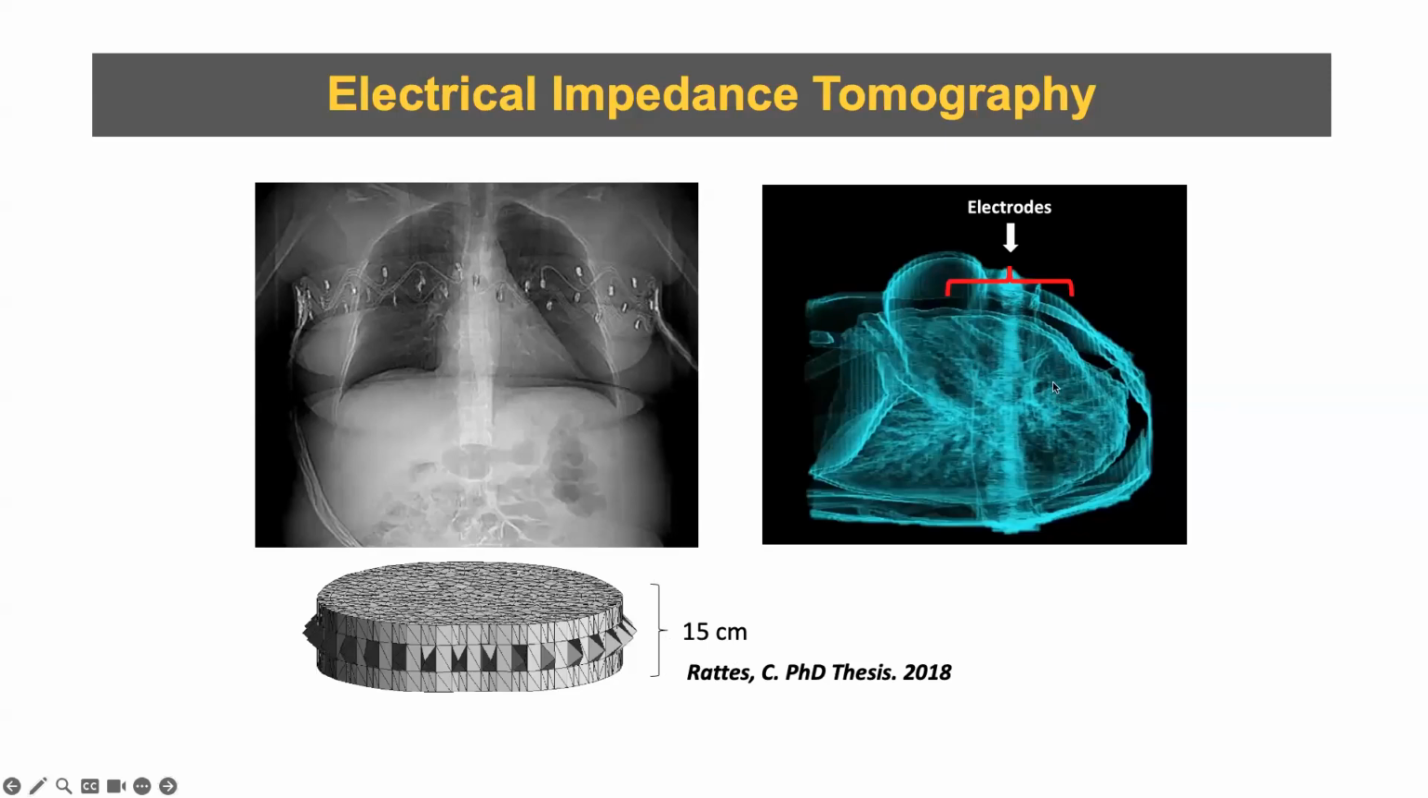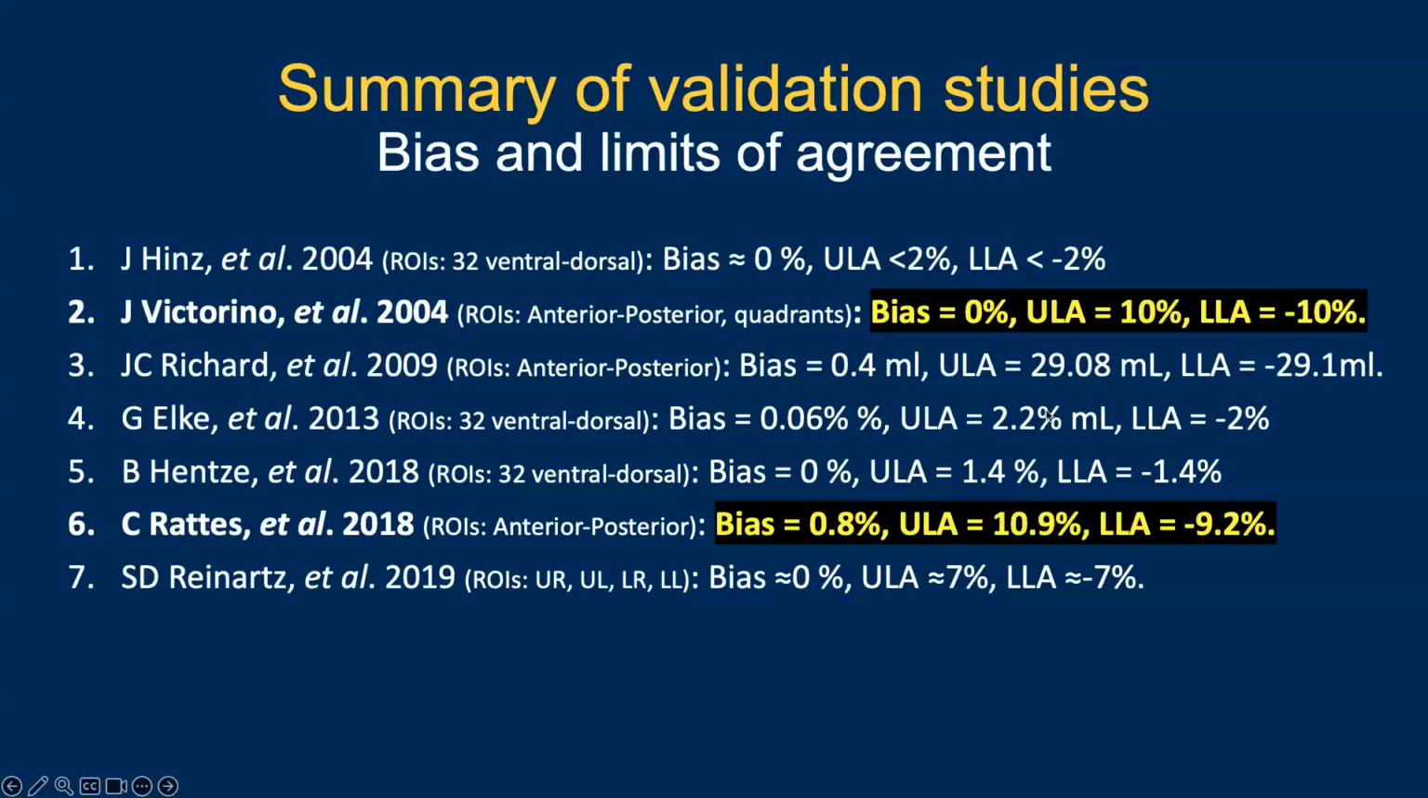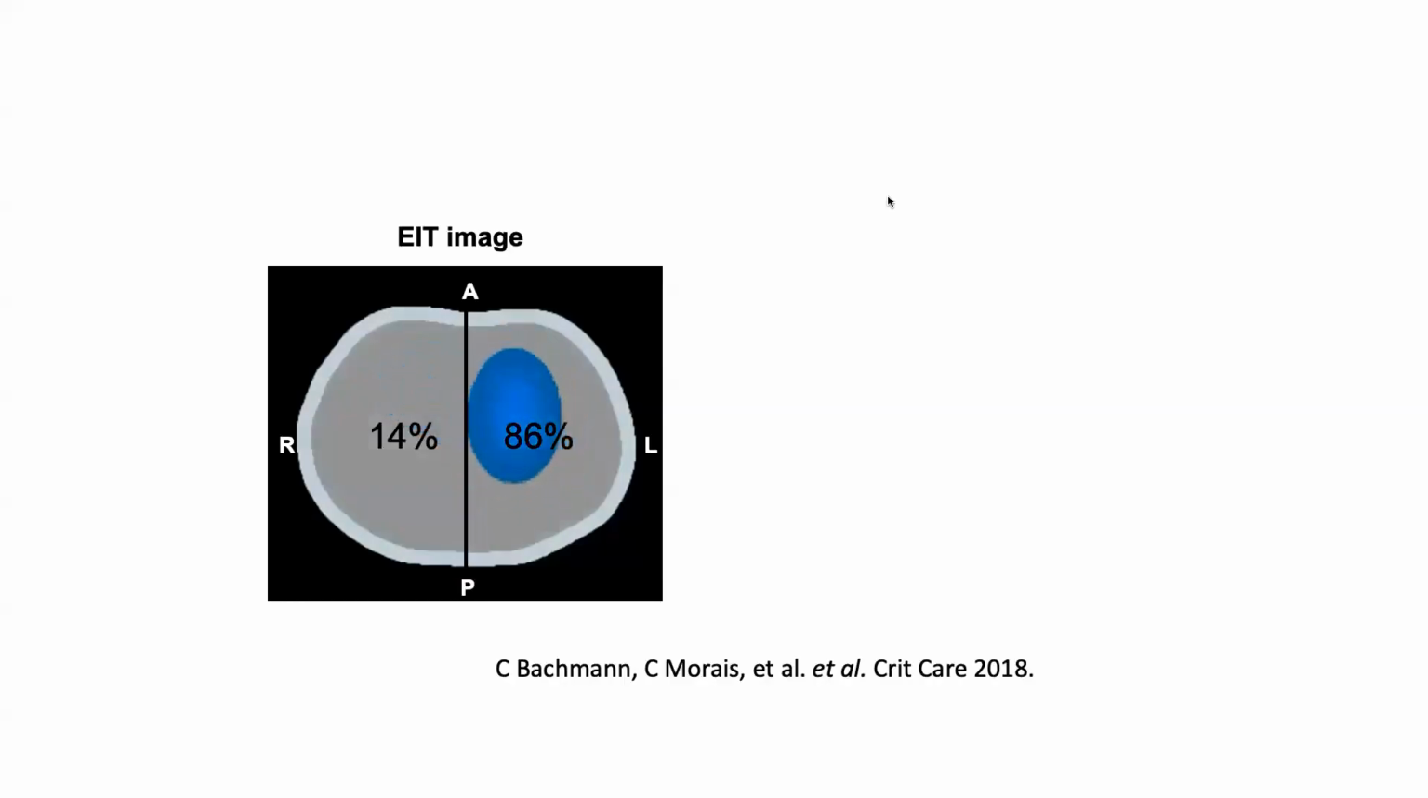And if we consider an average adult, 15 centimeters is almost half of the lung size. So we have a good size of information. This is a summary of the previous validation studies. Here we have a list of papers showing the bias and the limits of agreement. The bias is the average error, and the limits of agreement represent the range within which most of the differences between EIT and CT, or another gold standard, are expected to lie.